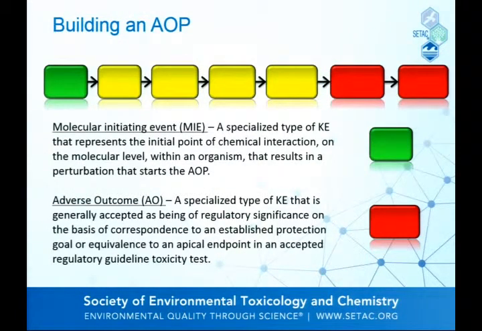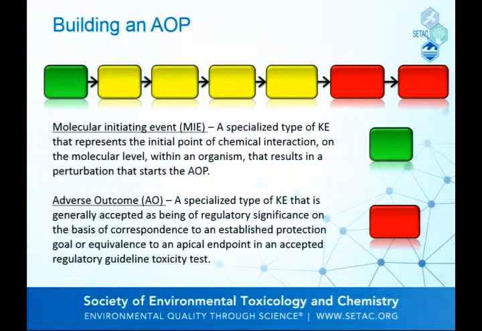When we talk about key events, there are two specialized types of key events that we talk about. These are still, again, measurements that are essential to the pathway, but they're specialized in that they sort of form the anchors of the AOP. One of those is the molecular initiating event, which is really a specialized key event that represents the initial point of chemical interaction with the biological system. By definition, because it's a chemical interaction, it always occurs at the molecular level. And this is really the point at which chemical-specific properties intersect with the biology. So that's sort of the interface with the chemical universe is at the molecular initiating event.